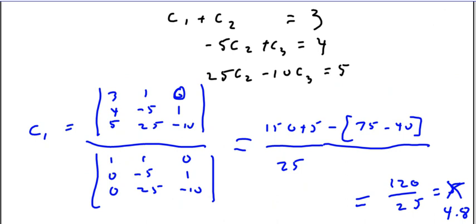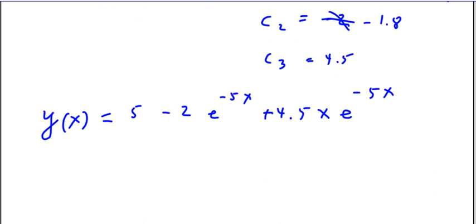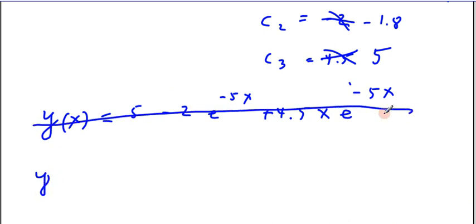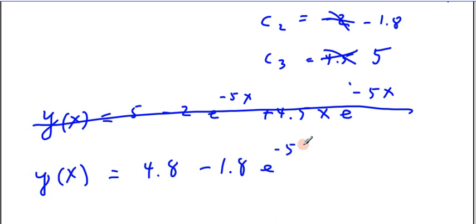25 times 1.8, turn it into a minus, because I'm putting it on the other side, minus another 5 equals, divided by 10, equals 5. So C3 is equal to 5. Okay, so y of x, cross out this guy, 4.8 minus 1.8 e to the minus 5x plus 5x e to the 5x.